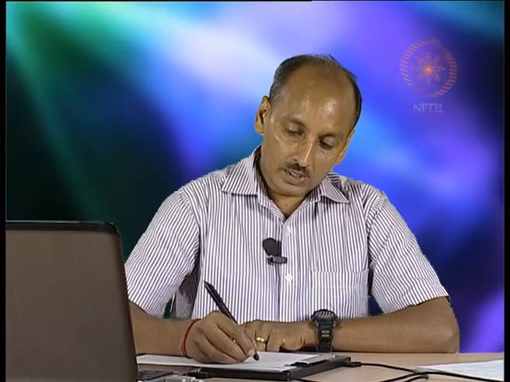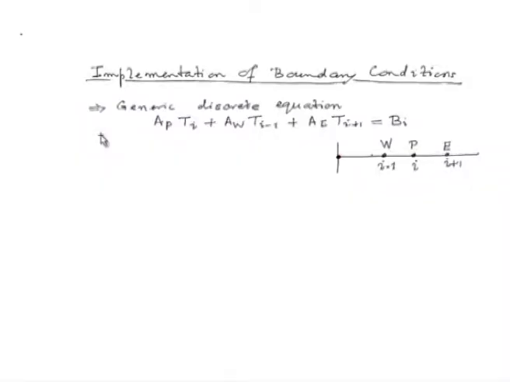Now, what do we mean by boundary condition? The boundary condition would be specified at the end of the domain. So, we need to modify the computational nodes which are in the vicinity, and obtain a modified discrete equation for boundary nodes. So, let us take the two cases separately.